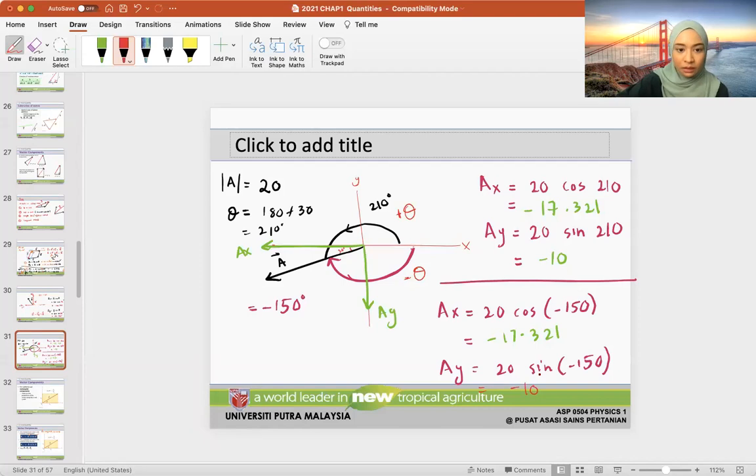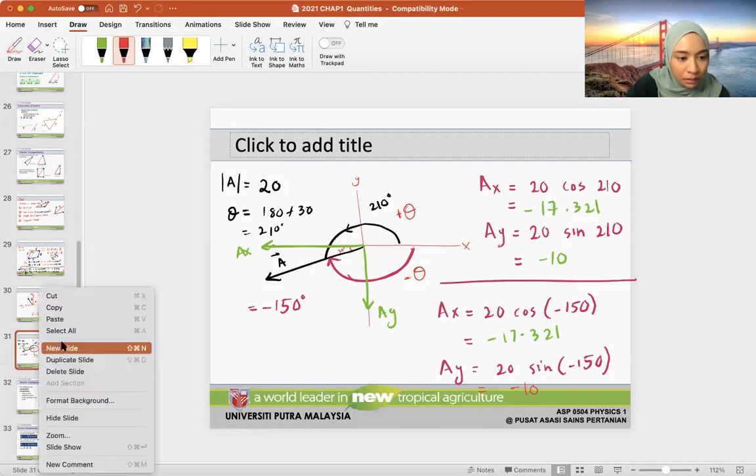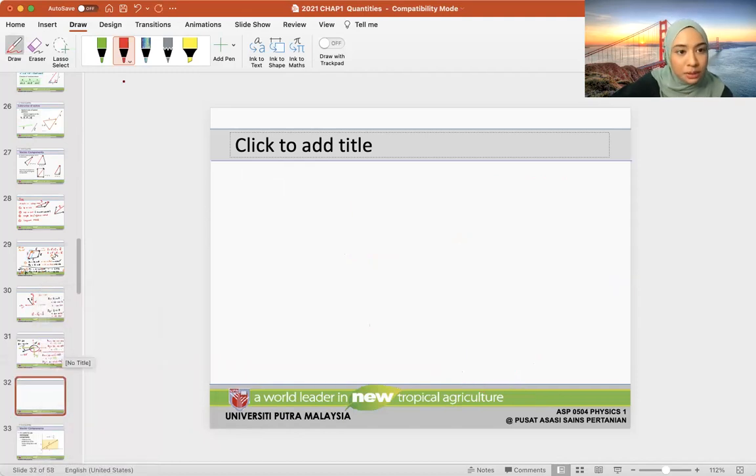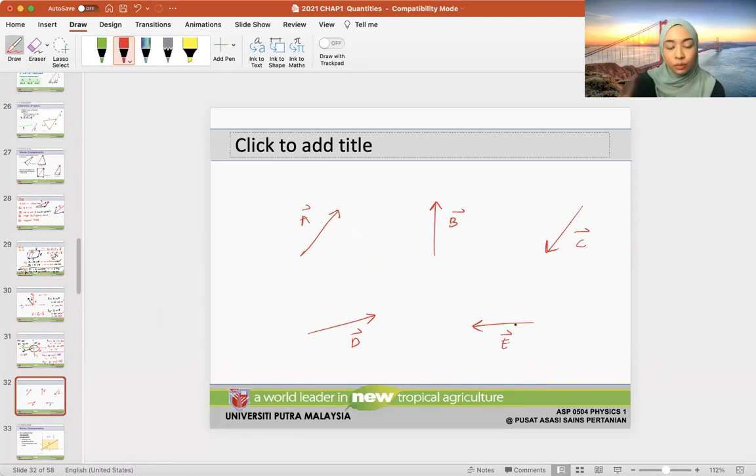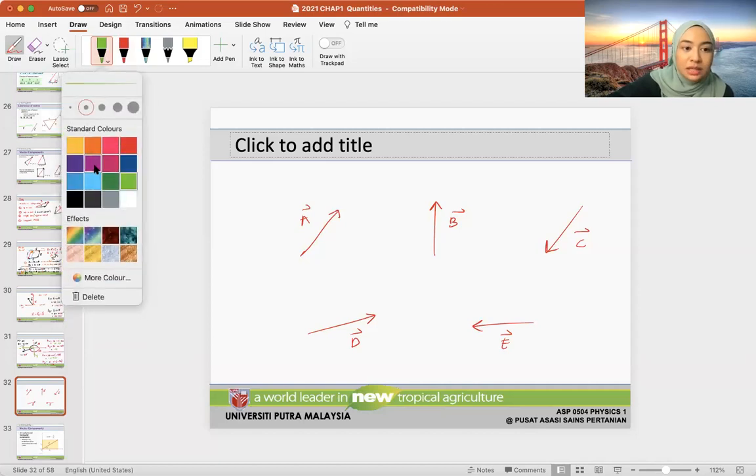Right. So now I want to test you guys a bit. So this is A vector, this is B vector, this is C vector, this is D vector, and this is E vector. Okay, so I want you guys to tell me, what do you expect the X and Y components to be? Is it going to be positive or negative or 0, or what is the expectation lah basically.